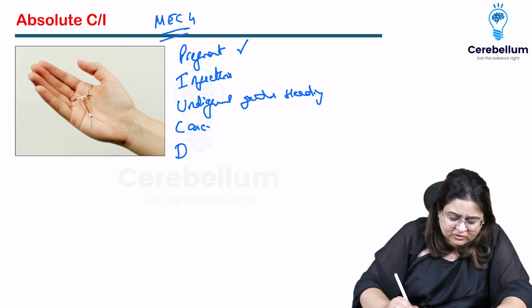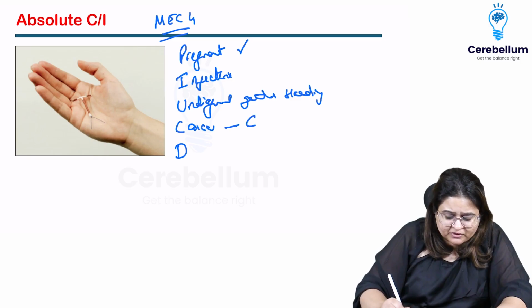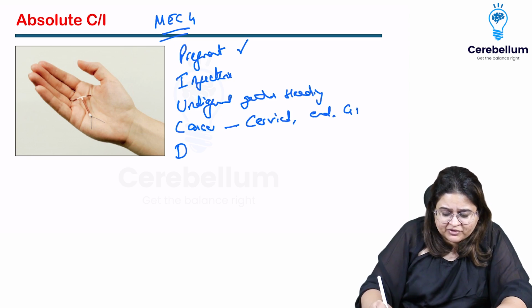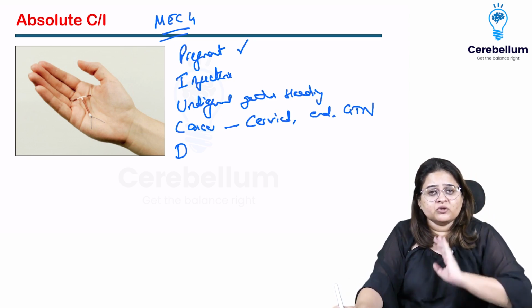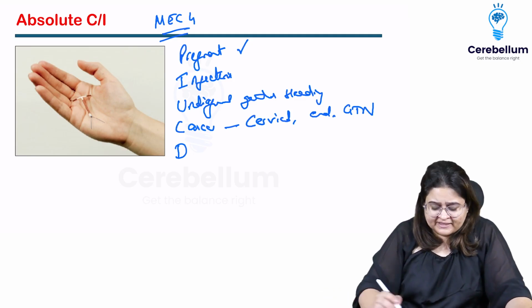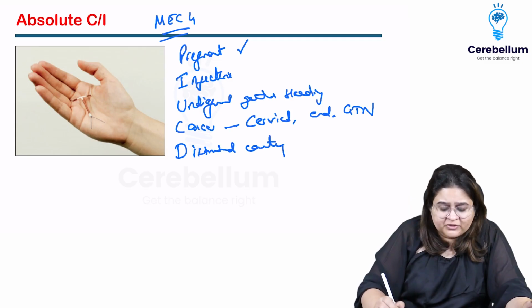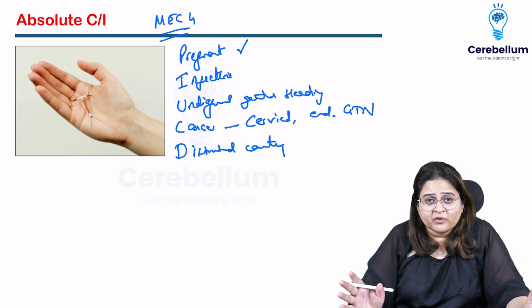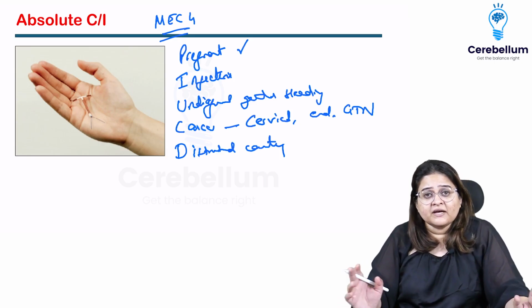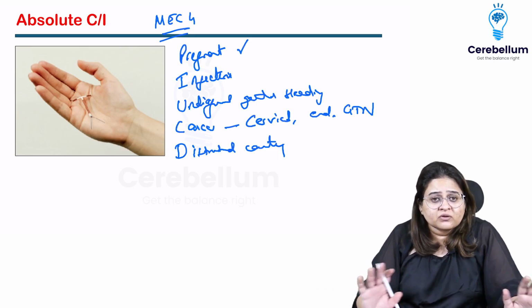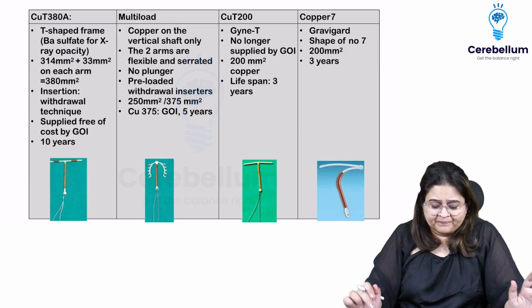C is cancer or malignancy, and which cancers will you not put in a copper T? For cervical, for endometrial, and for gestational trophoblastic neoplasia. You are not going to put in an intrauterine device. And D is distorted cavity. That means the endometrium is distorted, like a large fibroid or a submucosal fibroid or a Mullerian anomaly, a septate uterus. You're not going to put in an intrauterine device.